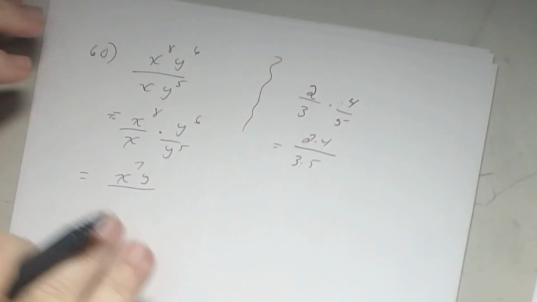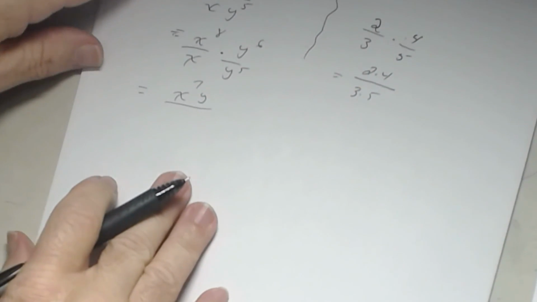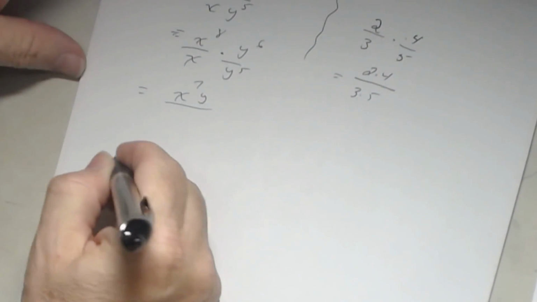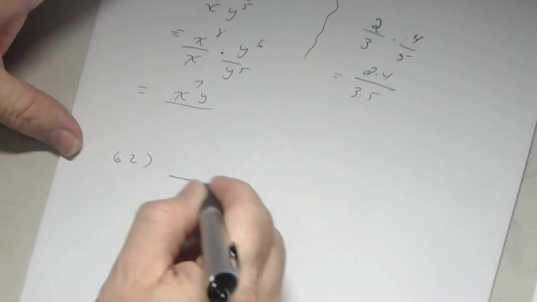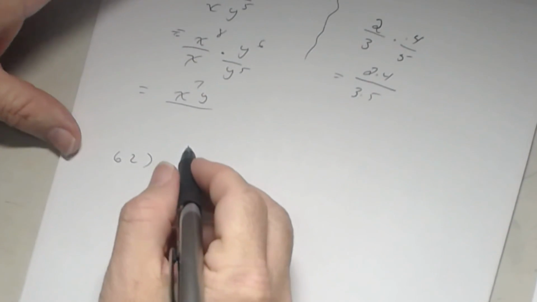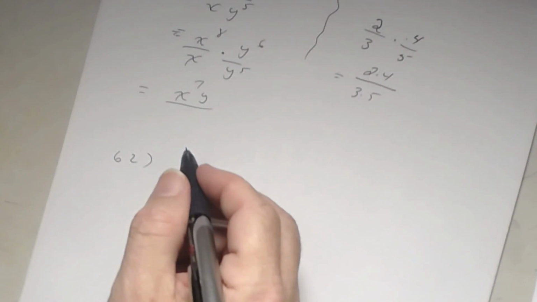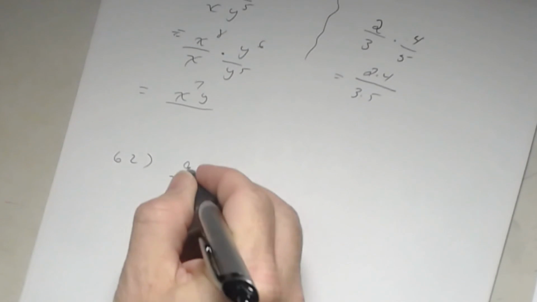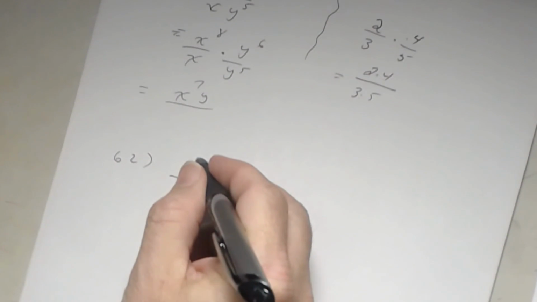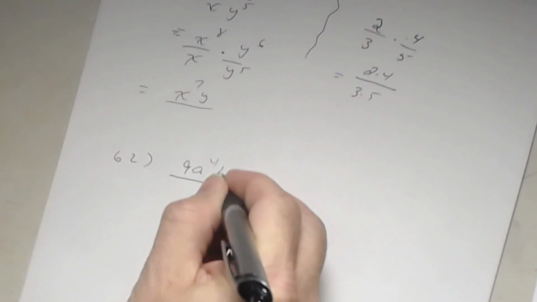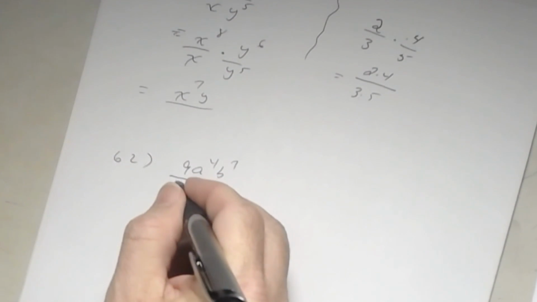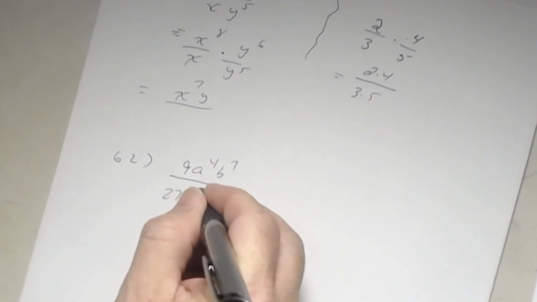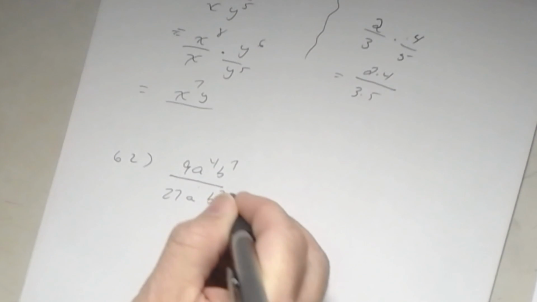All right, and then let's look at 62. Now, the way you're going to do 62 is this way. So 62, you have 9 a to the 4th, b to the 7th, divided by 27 a b squared.